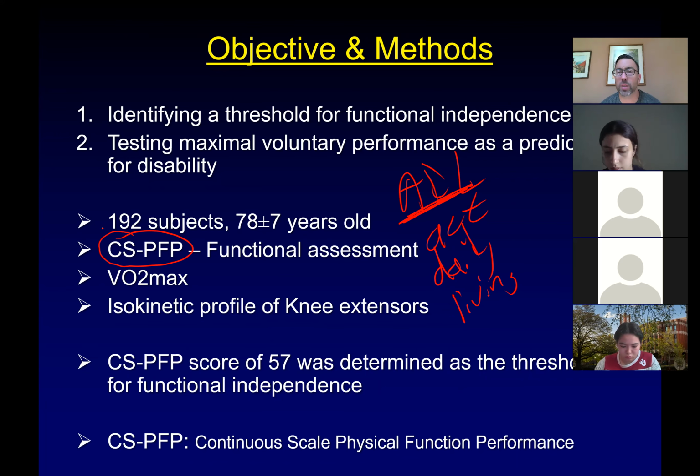But what they did was they measured people's strength, they measured people's VO2 max, and then they asked them to do a bunch of different tasks, and they tried to score people on how they did those tasks, and then use some statistical equations to model what is the minimum amount of strength and the minimum amount of VO2 max to be able to perform these activities pretty well.